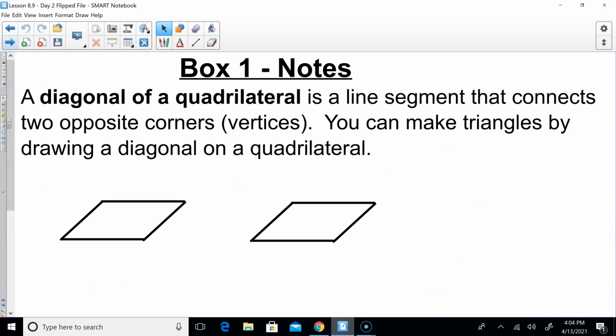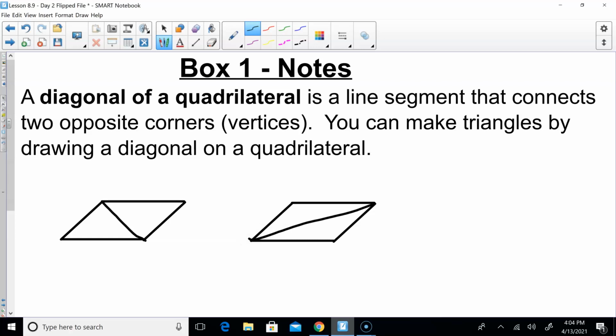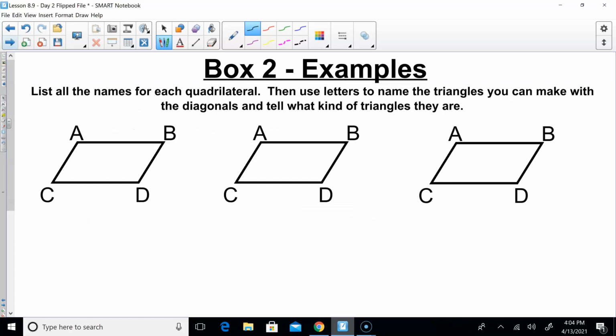And yesterday we talked about the diagonal of a quadrilateral. We're going from opposite vertices to make different triangle shapes. We know that right here is one of them, and the other way would be that one, and it creates different types of triangles, which we learned about yesterday. And with that, just some more practice today.